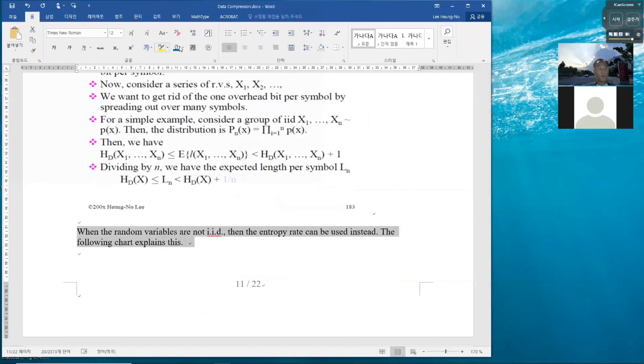So this foregoing example was for IID sources. What would be the result if we consider a non-IID source? That is the case that we want to talk about in the next slide, but the same story repeats. The only thing that we have to replace in this case is that we use entropy rate rather than the entropy. That's the only difference.